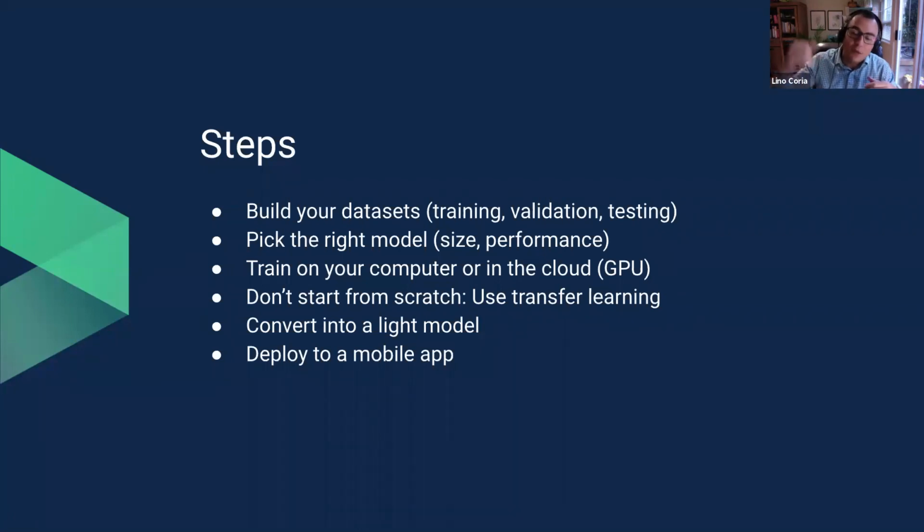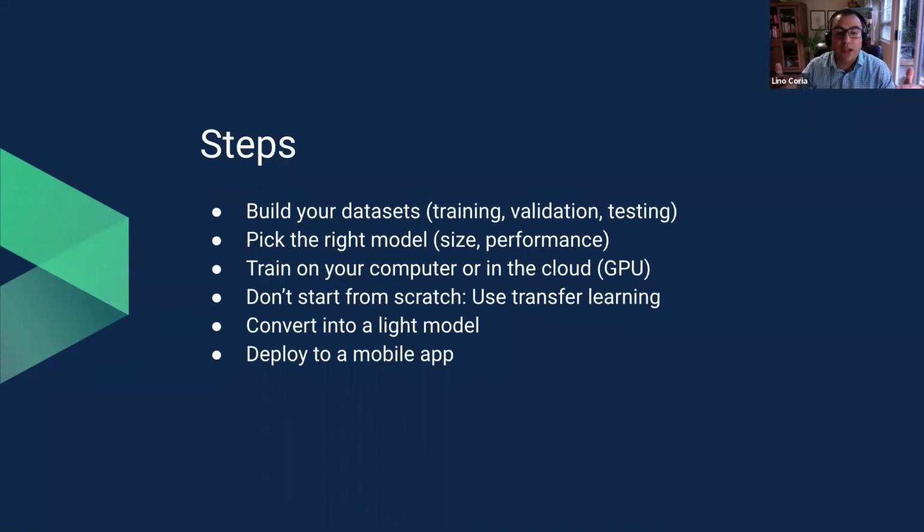I mean, some people obviously hire some companies, usually overseas, to do the labeling. But I would say as an exercise, do it. You learn a lot by doing it. And then you pick the right model. There's a lot of models out there for object detection. Look at the size, look at the performance. Some of them might work better for big objects. Some of them might work better for small objects.